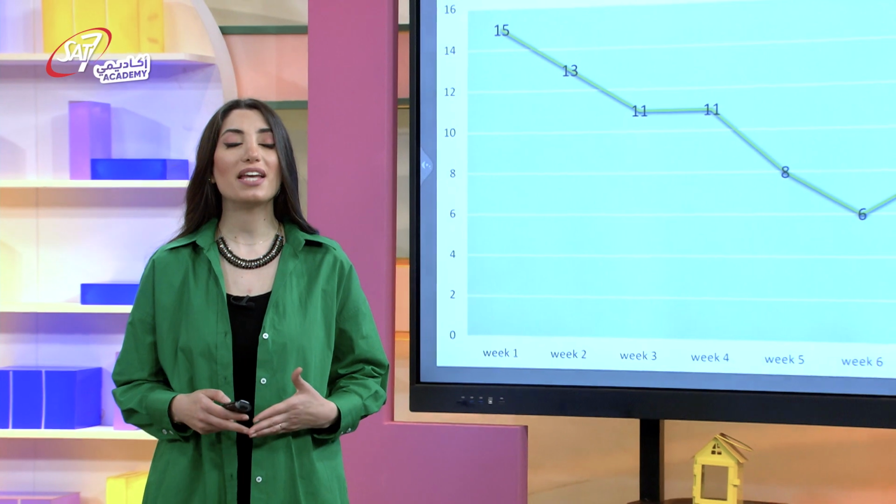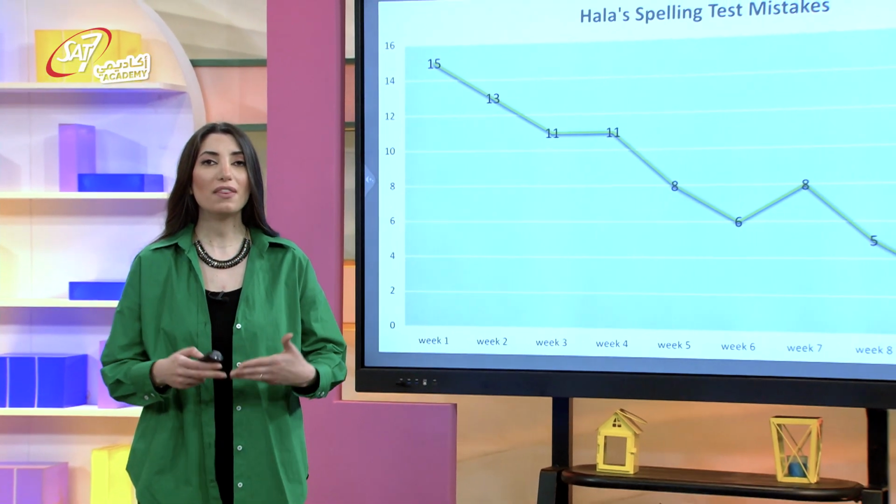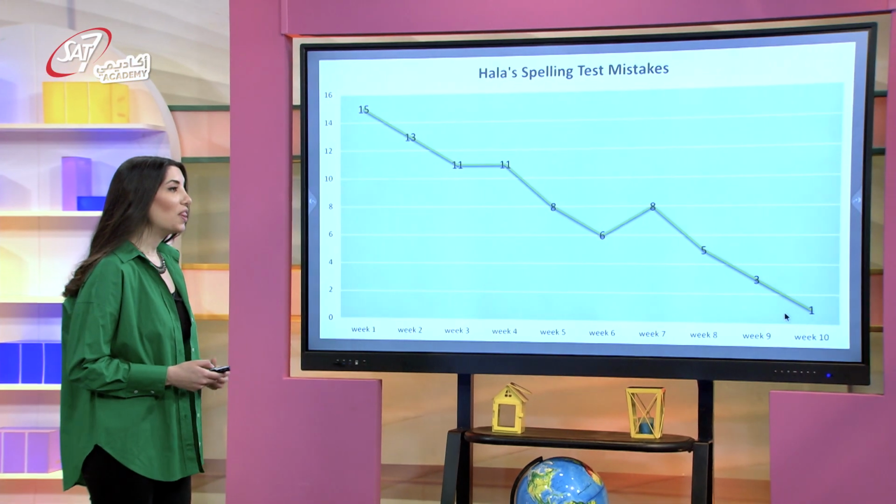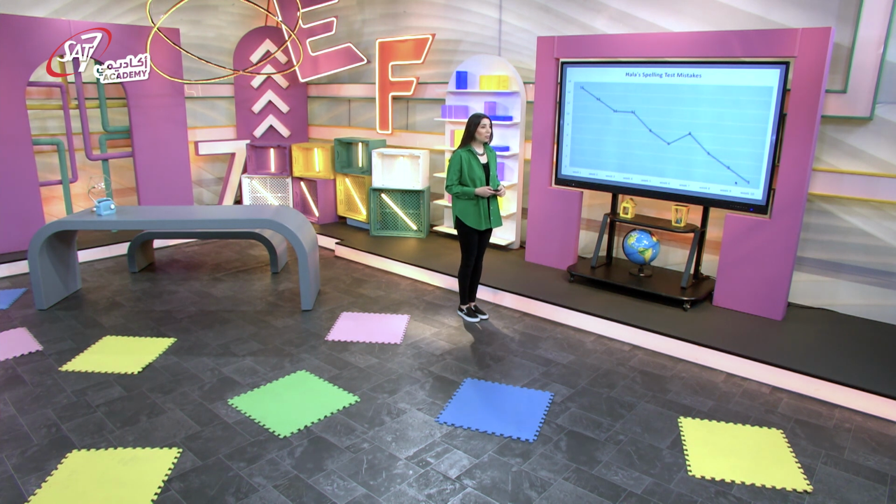In this episode, we'll explore line graphs. It's called a line graph because the information is displayed in the form of a line. The English teacher noticed that Hala has difficulty writing words correctly. So she decided to help Hala read and write more words to improve her spelling. And at the end of every week, Hala would sit for a spelling test.